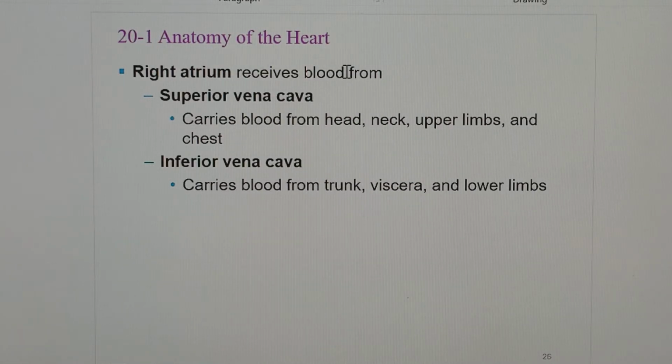We have the right atrium receives blood from both the superior vena cava, which receives blood from the neck, the head, upper limbs, and chest. The inferior vena cava receives blood from the trunk, the viscera, and lower limbs. Remember, this is deoxygenated blood coming back to the heart so it can be oxygenated again and go out to the rest of the body.